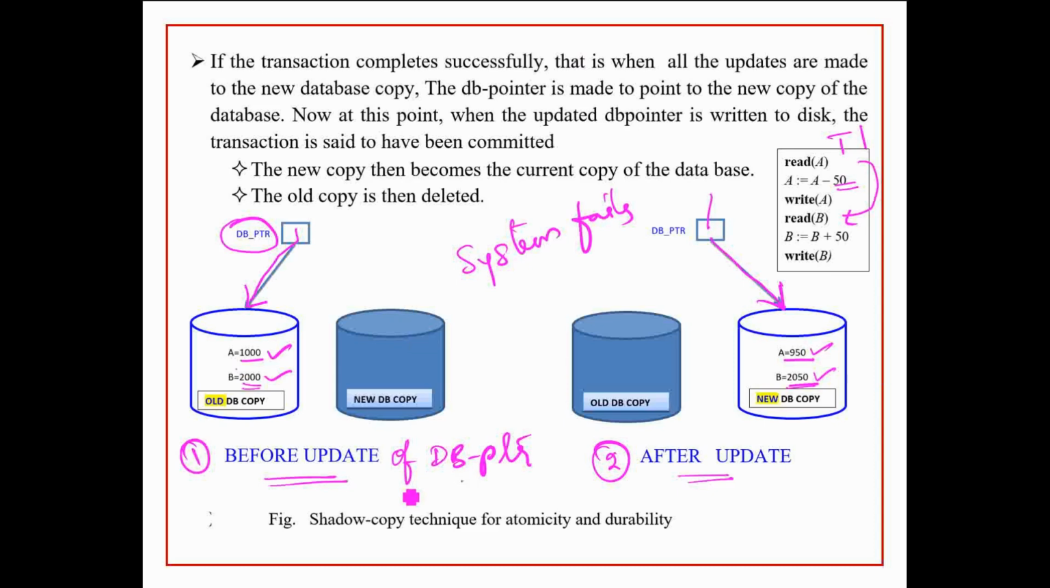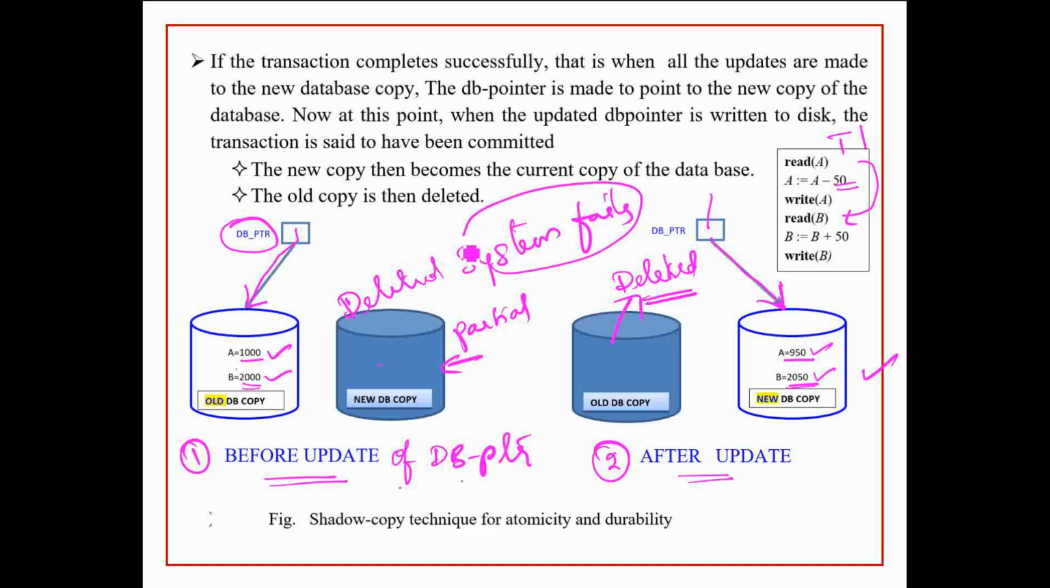Here you can notice that if the system fails before the update of the database pointer, updates or partial updates that were made in the new database copy are simply deleted. And similarly, if the system fails after the update of the database pointer, the values that were stored in the old database copy are simply deleted and only the values in the new database copy are considered. Thus, atomicity and durability properties of a transaction are ensured by shadow copy scheme even in case of system failure.